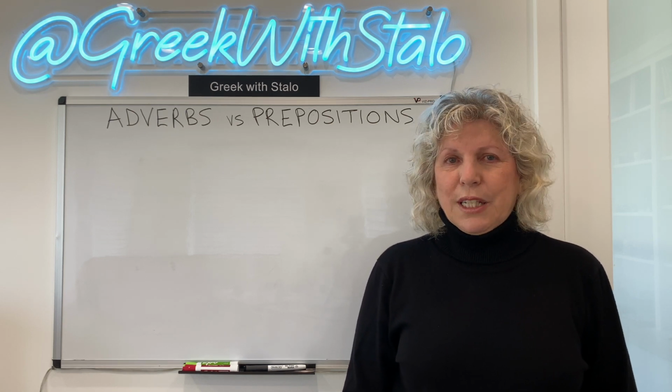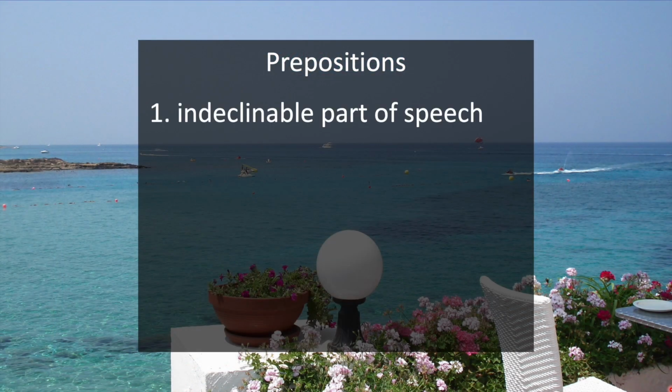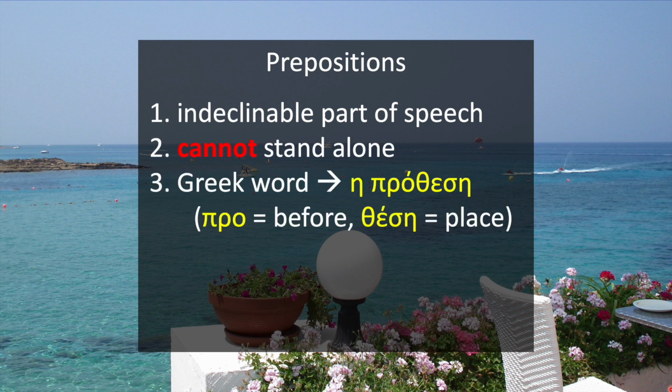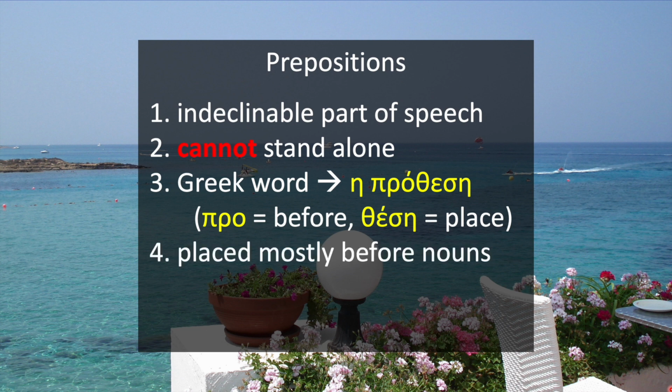Let's start with prepositions. Prepositions are an indeclinable part of speech. They cannot stand alone. The Greek word for preposition is η πρόθεση. Pro means before and θέση means position or place. Therefore, prepositions are little words that are placed before other words, mostly before nouns, but also before other parts of speech. In modern Greek, most prepositions take the accusative case.